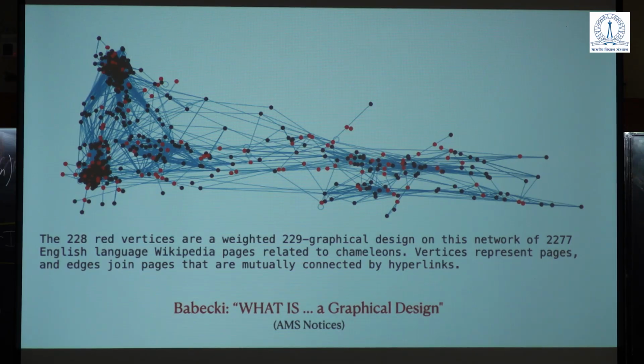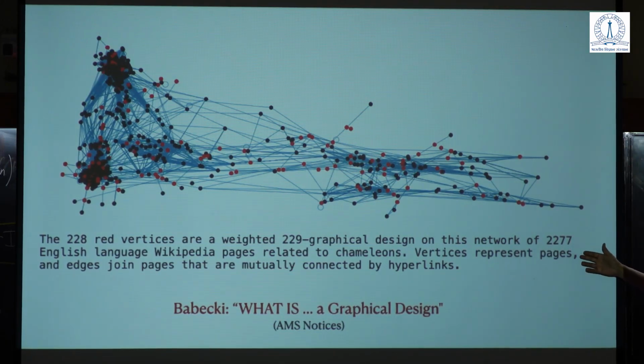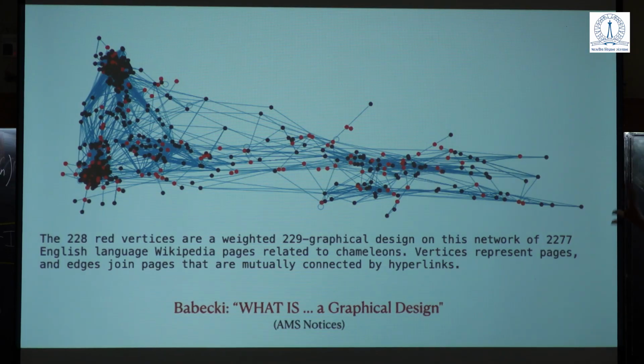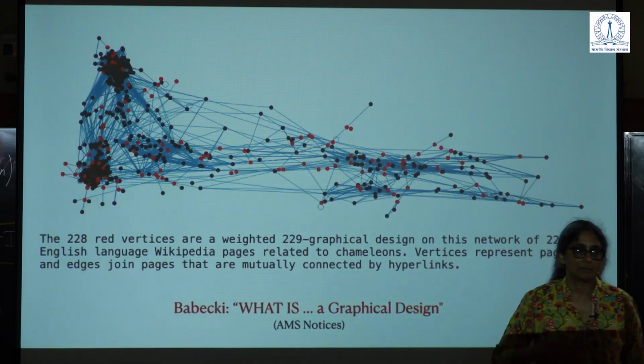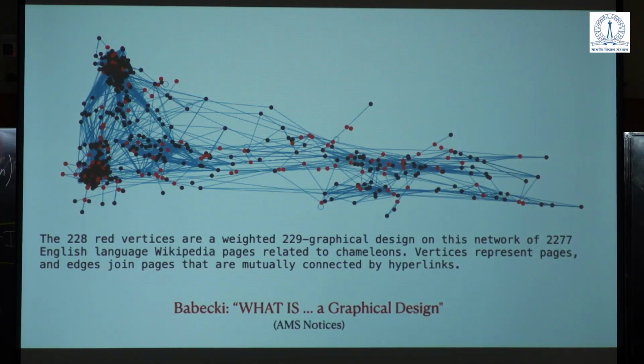Okay, so vertices represent pages, and edges join pages that are mutually connected by hyperlinks. So if you have one page that links to a different page, you put an edge. Okay? So this is a graph, and this graph really has 2,277 eigenvectors, right? Because that's the number of vertices. So the U matrix has this size, and these red dots will average 229 eigenvectors among the 2,000. So about 1/10 of the eigenvectors will average.